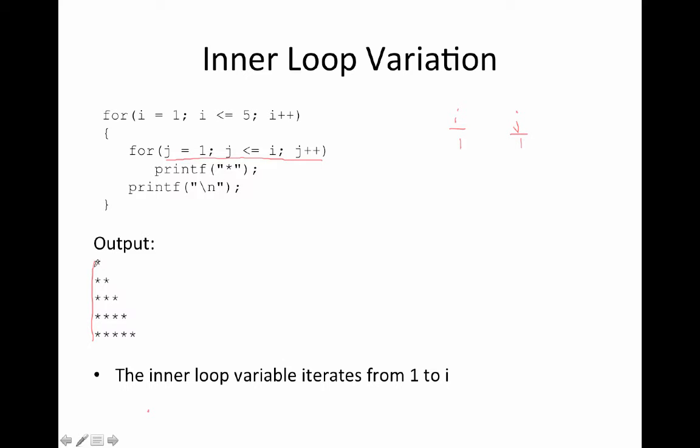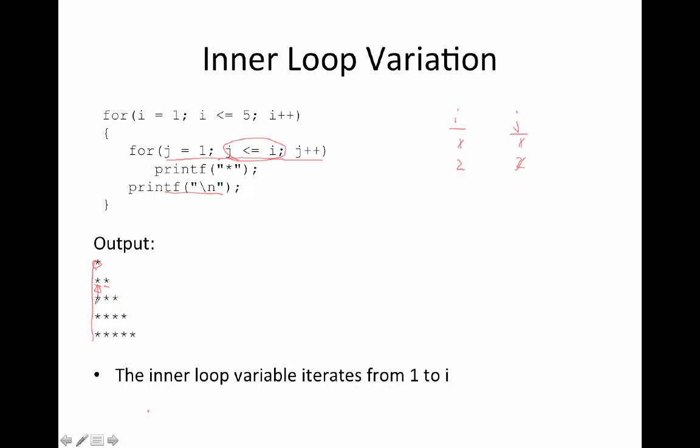We're going to print a single star. Then j gets the value 2. 2 is not less than or equal to 1, so that gets us out of the loop and prints the new line character. Then i gets the value 2. j is going to go through the values from 1 to 2, and each time we're going to print a single star and then the new line character.